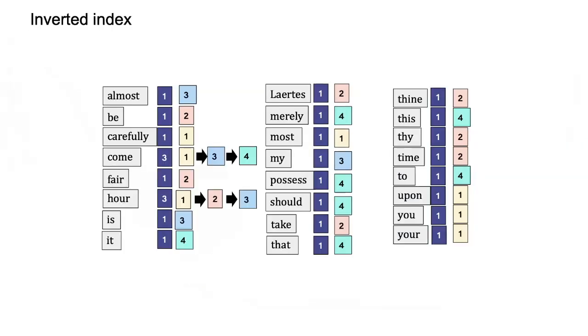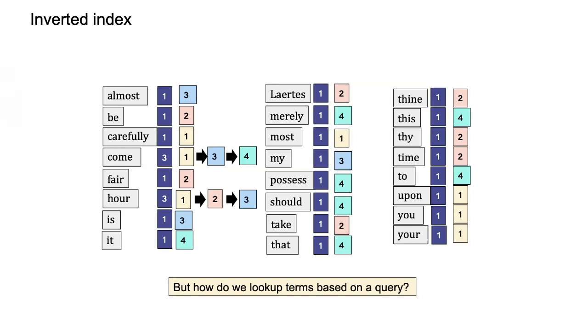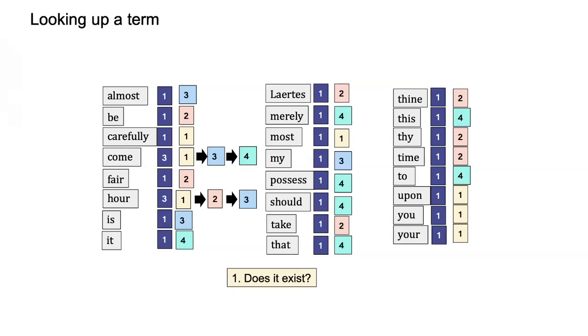So here's an example of a standard inverted index. Looks a bit different in the display, but it's just the same, right? With the document frequencies in purple, and then the postings list after that. So how do we look up terms based on a query if I give you that? For example, the first question you ask is, does it exist? So now I'm going to give you a word and I ask, does it exist or does it not exist, right? So answer very quickly.